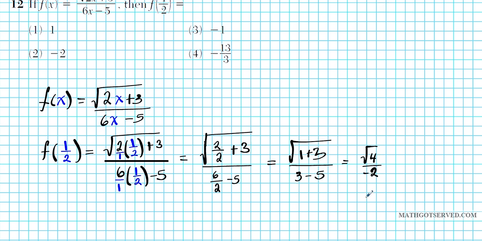Okay, now let's go ahead and find the square root of 4. The square root of 4 is 2 divided by negative 2. Now what is positive 2 divided by negative 2? Anytime you divide numbers with different signs, remember the sign is always negative. So you want to be careful here. 2 divided by 2 is 1. All right, so your correct answer is option number 3.